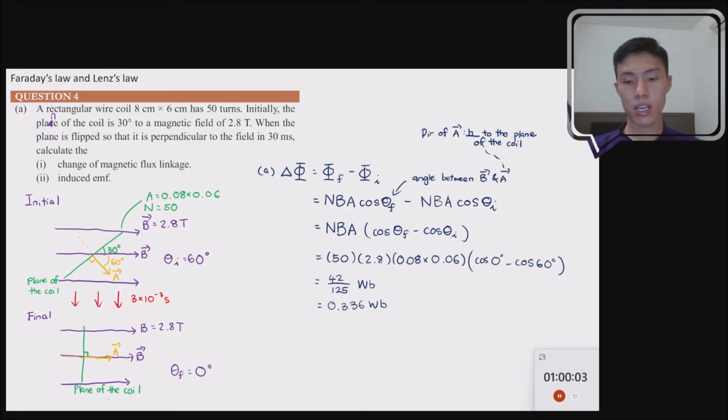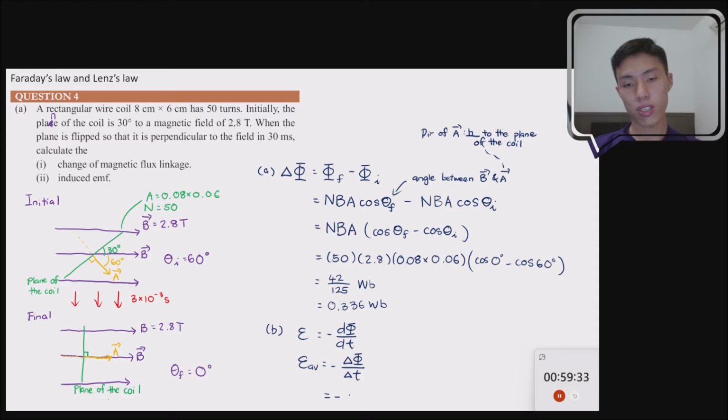Next, they ask for the induced EMF. Induced EMF we know can be determined through Faraday's law. Induced EMF is equal to the negative change of magnetic flux divided by time. But since we want to substitute the change in magnetic flux up there, we need to substitute the duration down here. So it's better that we change the equation to average induced EMF, so that it can be delta phi over duration. If we change it like this, we can substitute above and below.